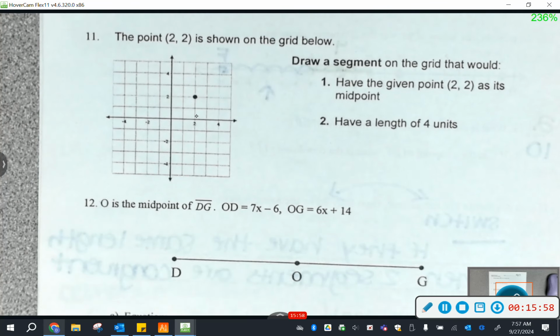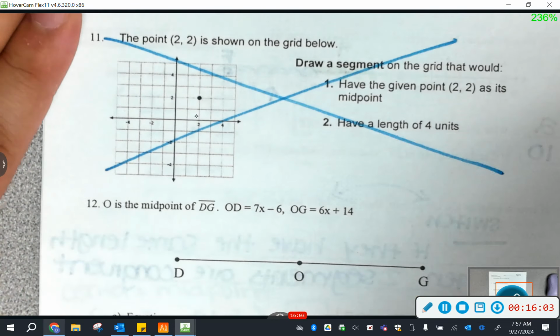You can actually cross out number 11. We took that question off the test. Okay.